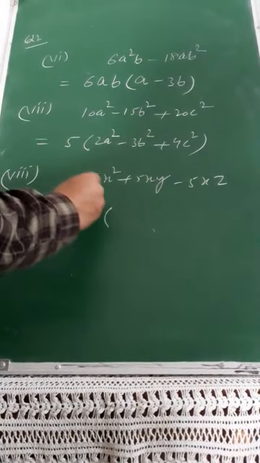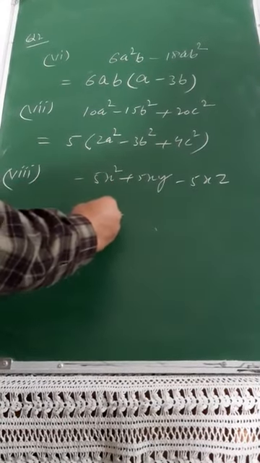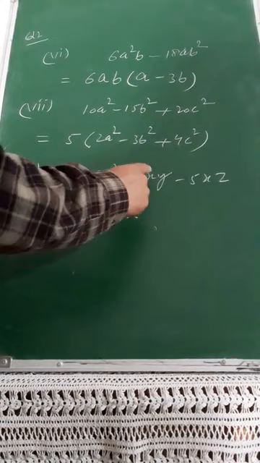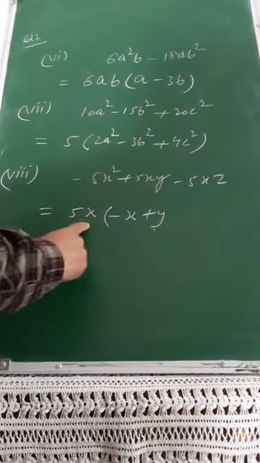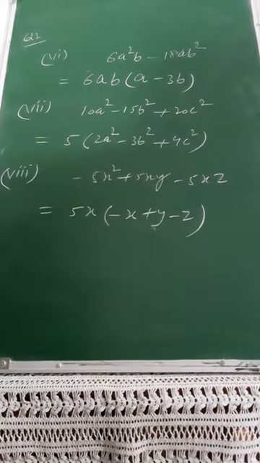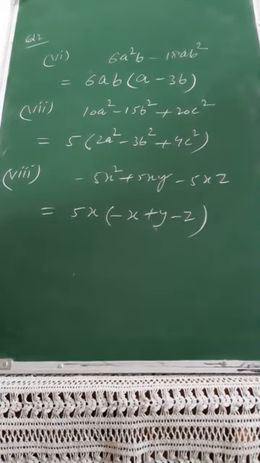So take x out. Minus divided by plus is minus. 5 goes off. X square divided by x, only x will be left. 5x will go off, only y will be there. Again 5x will go off, only z with minus sign will be left. So the answer for this will be 5x times minus x plus y minus z.